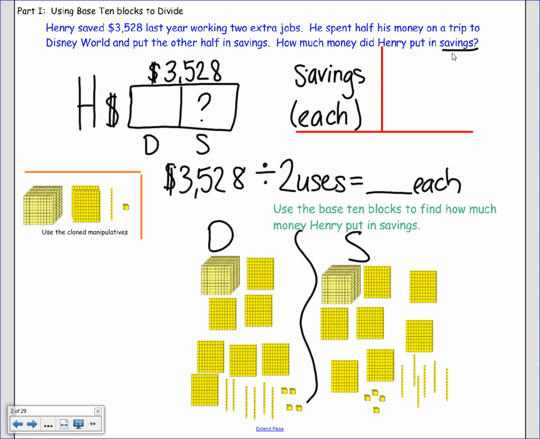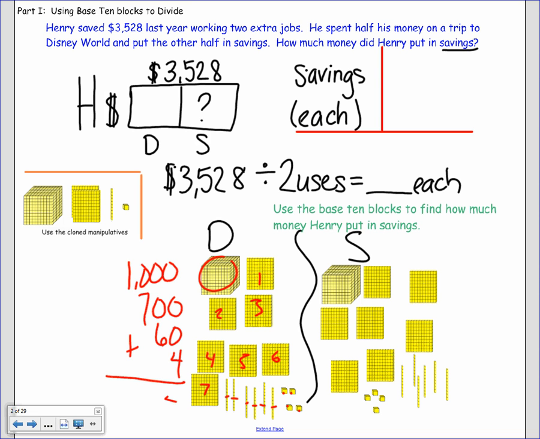We just look at how much is in each. So I have 1,000 here. And then 1, 2, 3, 4, 5, 6, 7 hundreds. 1, 2, 3, 4, 5, 6 tens, so that would be 60. 1, 2, 3, 4 ones, so 4. Add it all together. You get 1,764. So 3,528 divided by 2 is 1,764.